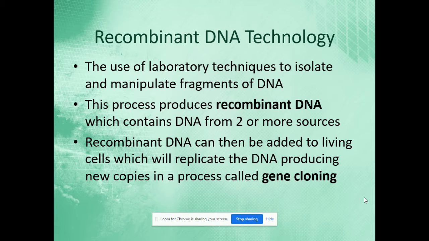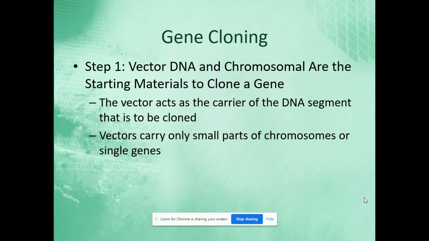This is the use of laboratory techniques to isolate and manipulate fragments of DNA, so we can cut them apart and put them back together however we want. This process produces recombinant DNA, which contains DNA from 2 or more sources. Recombinant DNA can then be added to living cells, which will replicate the DNA, producing new copies in a process called gene cloning. And viruses do this a lot with DNA. You just don't think about people actually forcing it to happen.